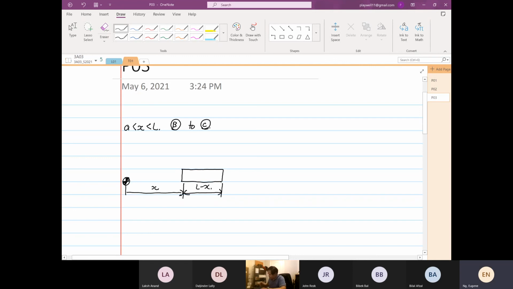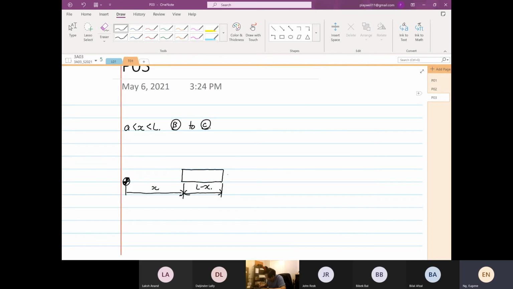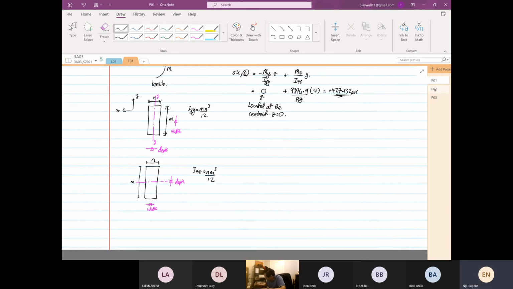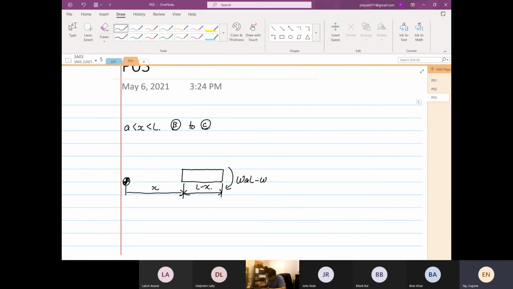So we know that we have a moment, with our moment equal to omega AL minus omega A squared. So we have a moment over here: omega AL minus omega A squared over 2. I have very bad short-term memory.